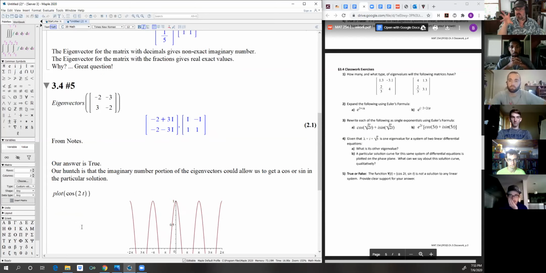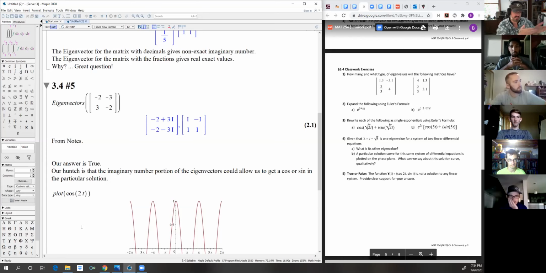Because remember, the lambda is alpha plus beta times i. The alpha tells me whether it's expanding, getting bigger, or getting smaller, or it's 0 and it's staying at a constant, or just an orbit. But the beta is what determines the period. The beta is what appears inside the cosine or the sine function.